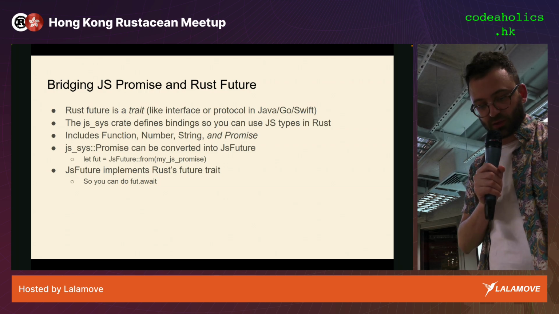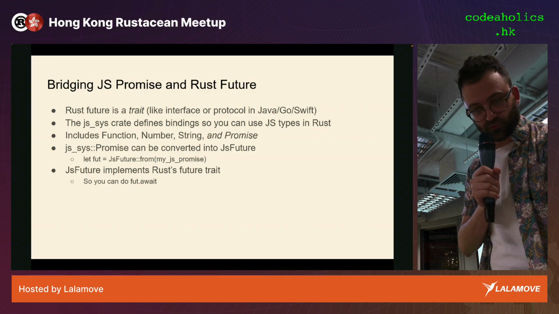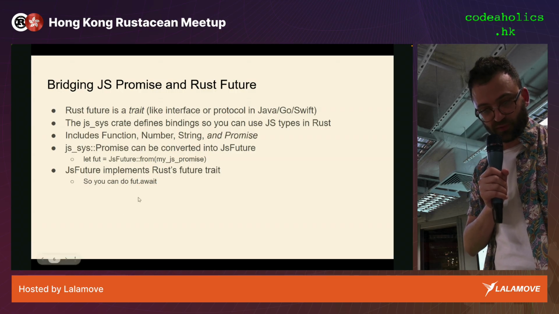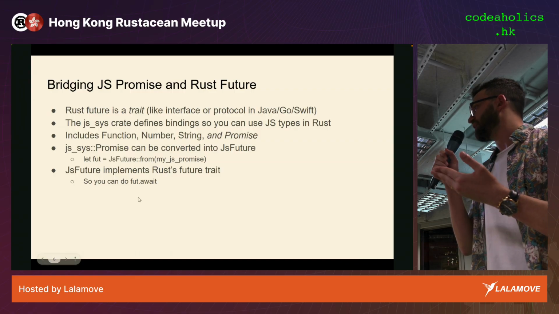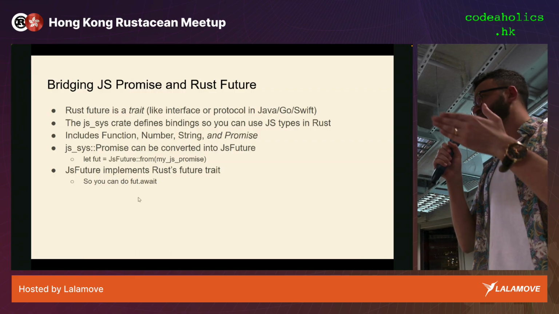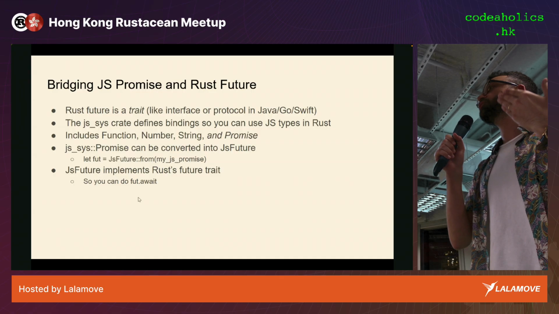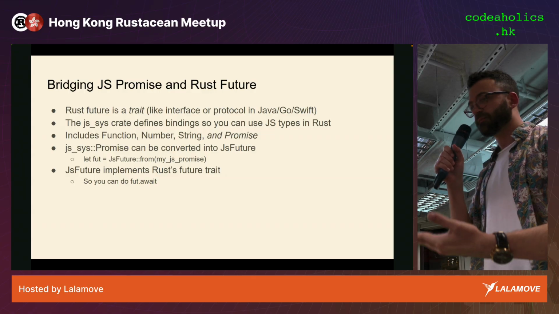So in Rust, we have the futures that represent computations. These are a trait. A trait is like an interface in Java or Go. It's not a specific type. It's kind of a contract. It's a family of types that all work similarly.